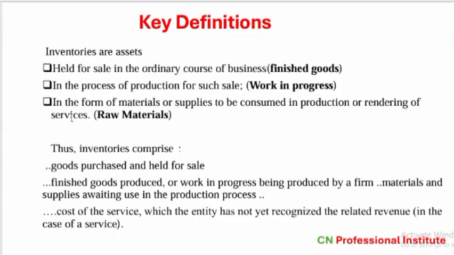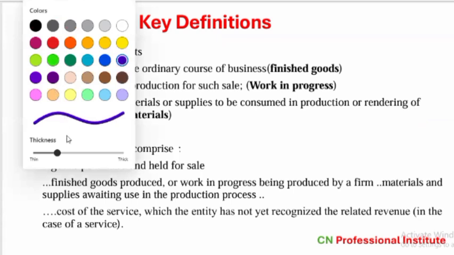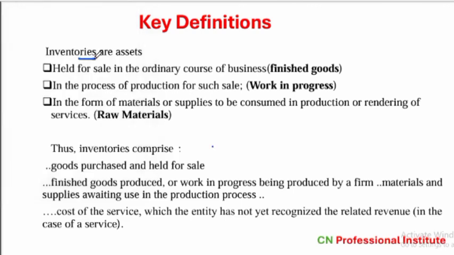Let's look at some key definitions. When we talk of inventory, what do we mean? What are inventories? We say inventories are assets, here: 1, that are held for sale in the ordinary course of business. That's finished goods. They are assets in the process of production for such sale, work in progress here. And then finally, in the form of materials or supplies to be consumed in the production or rendering of services, raw materials.